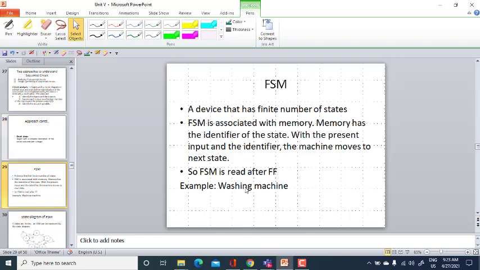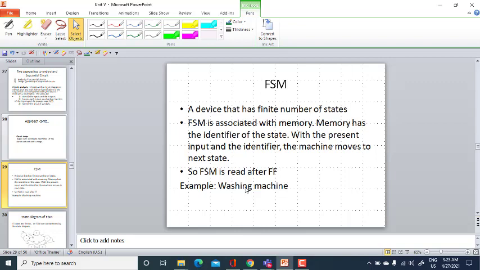So coming to your finite state machine, the finite state machine is nothing but you have a finite number of states. FSM is said to be finite state machine. It will be having a finite number of states. As I discussed earlier, a coffee dispenser machine with a memory, that will be having n number of states. So finite state machine is associated with memory, and memory has the identifier of the state. With the present input and the identifier, which is nothing but your present state q of t, or the output that has happened in the previous clock transition, the machine moves to the next state.